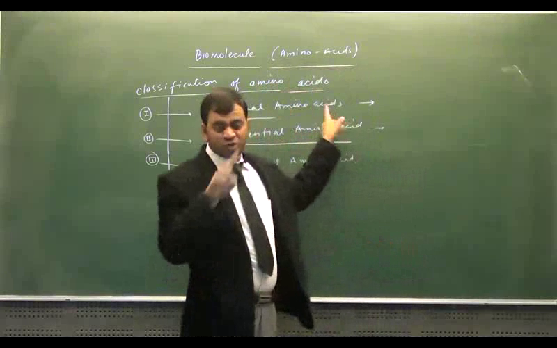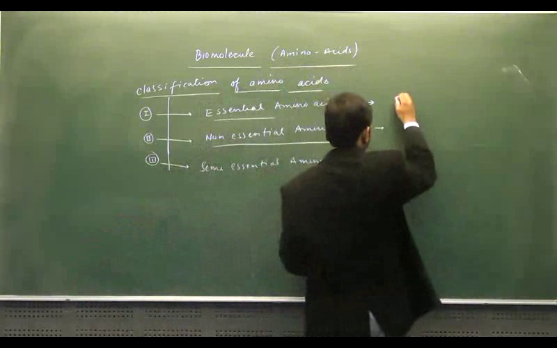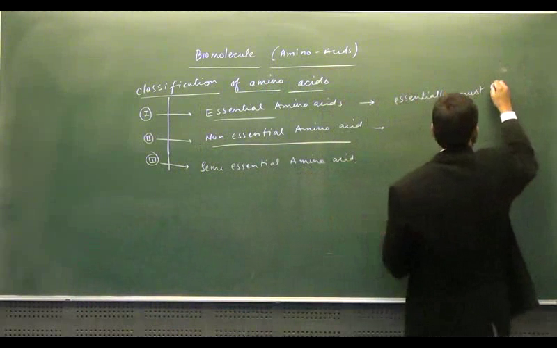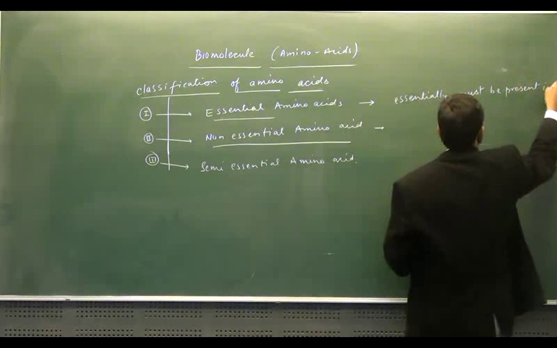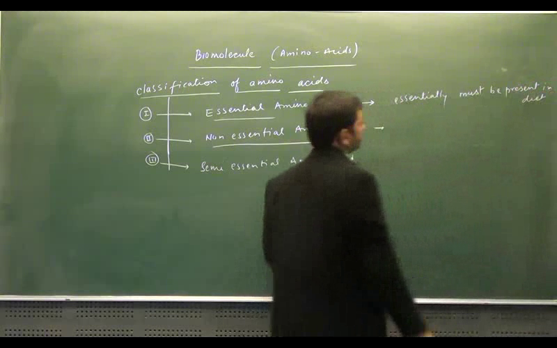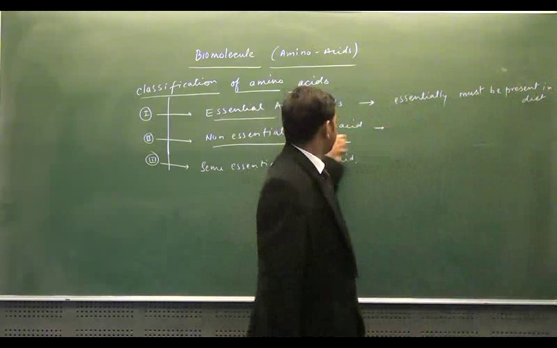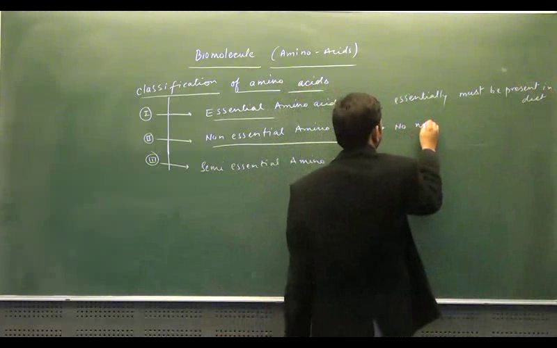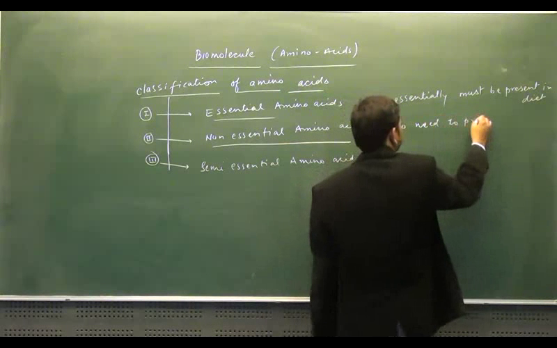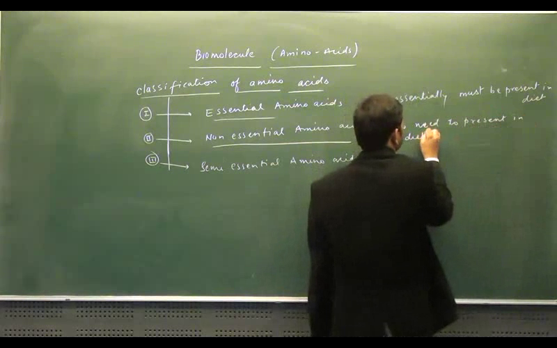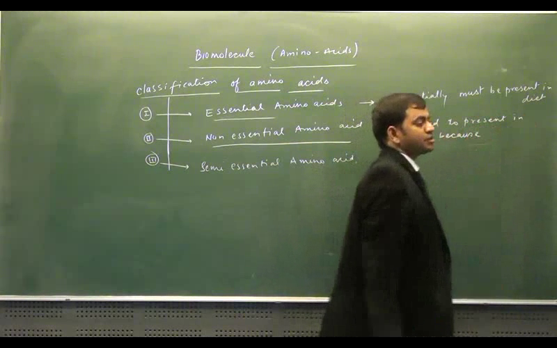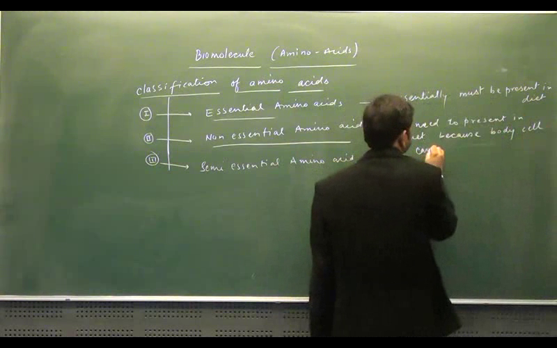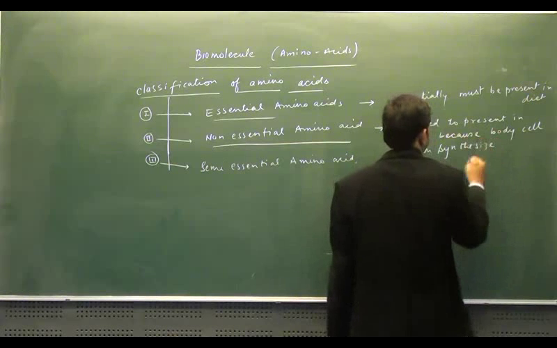Essential amino acids must be present in the diet because body cells are unable to synthesize them. In contrast, body cells can synthesize the non-essential amino acids, so there is no need to take them in our diet.